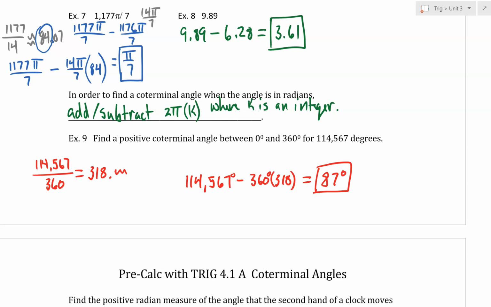Okay, hopefully that makes sense. Take your big number of 114,567, divide by 360 because this is in degrees. You're going to get 318 point something. You don't need the point something. You just need the 318. And then you're going to say it's 114,567 minus 360 times the number of times you'd have to do it, 318 times. That would put you at 87 degrees. That would be the coterminal angle.